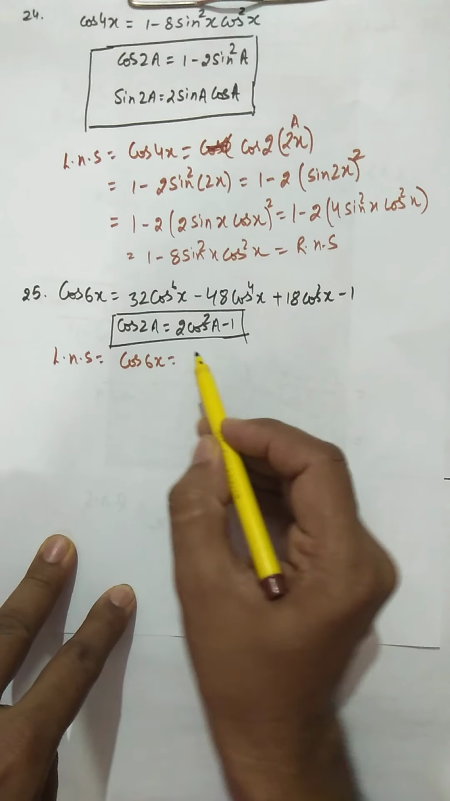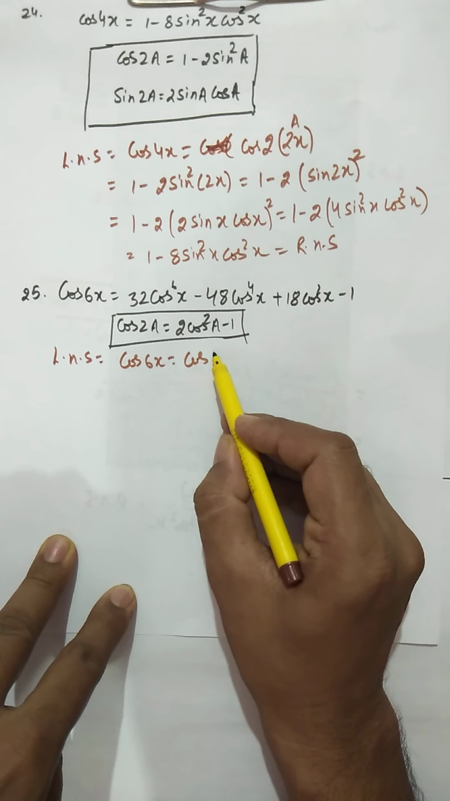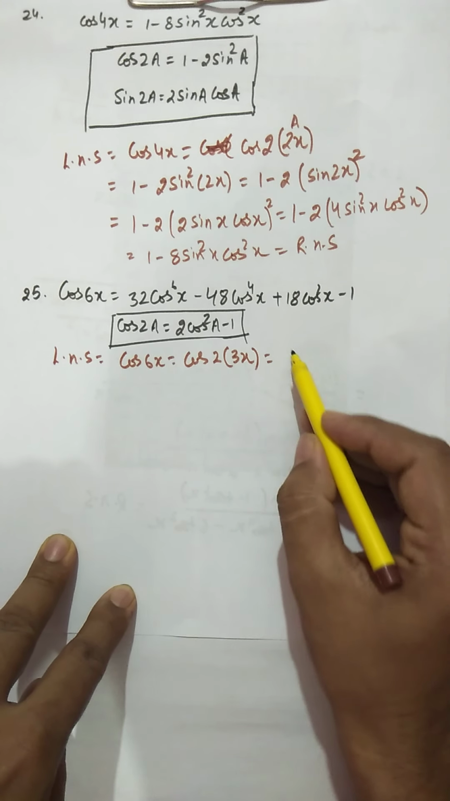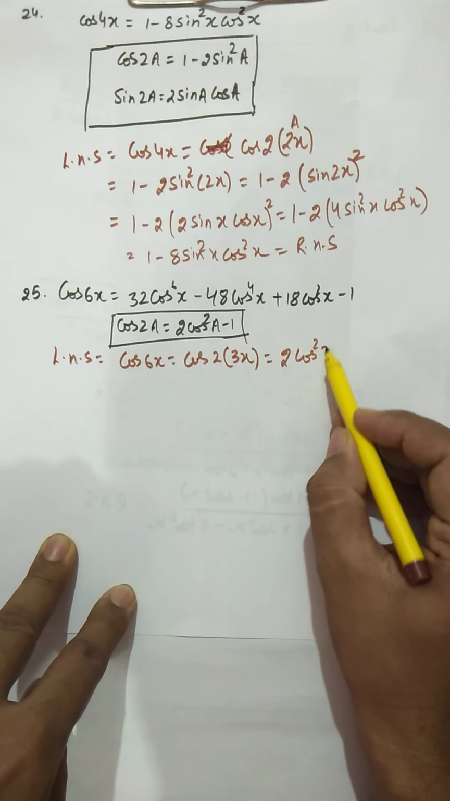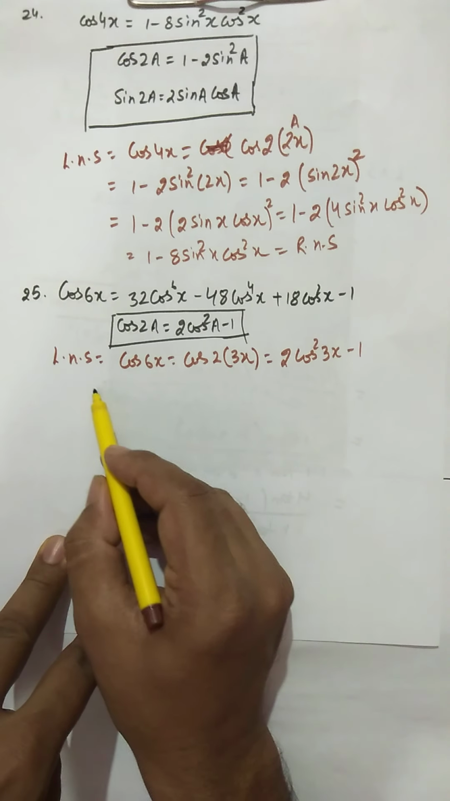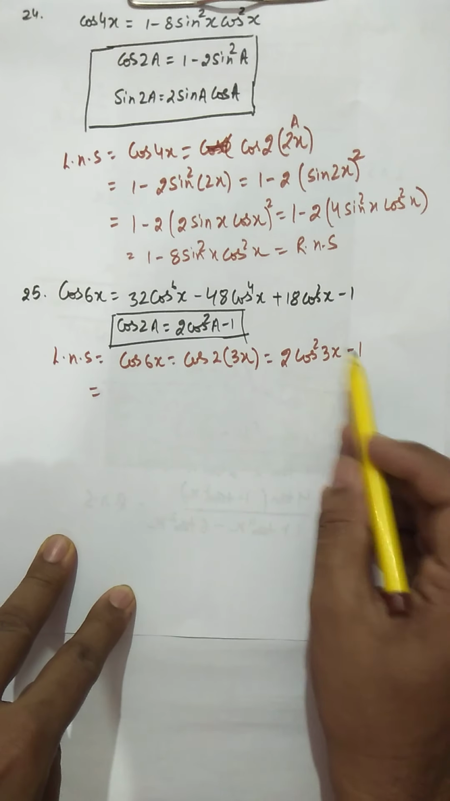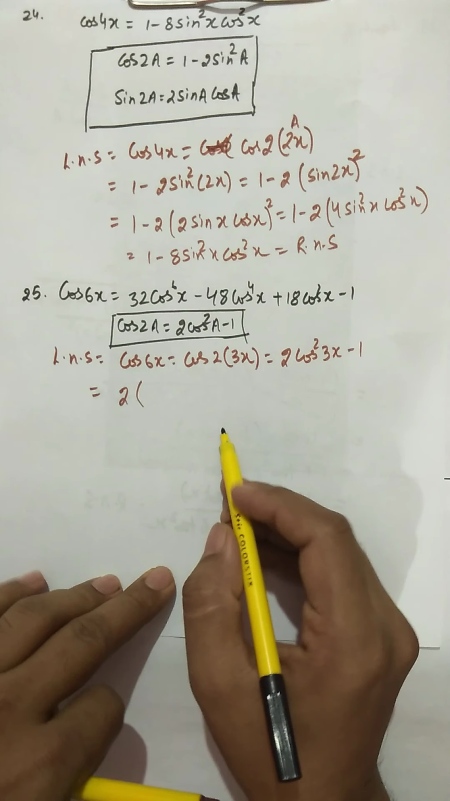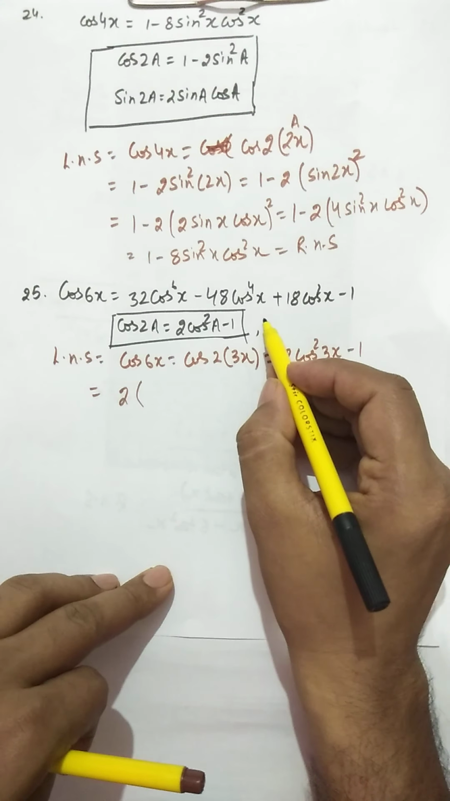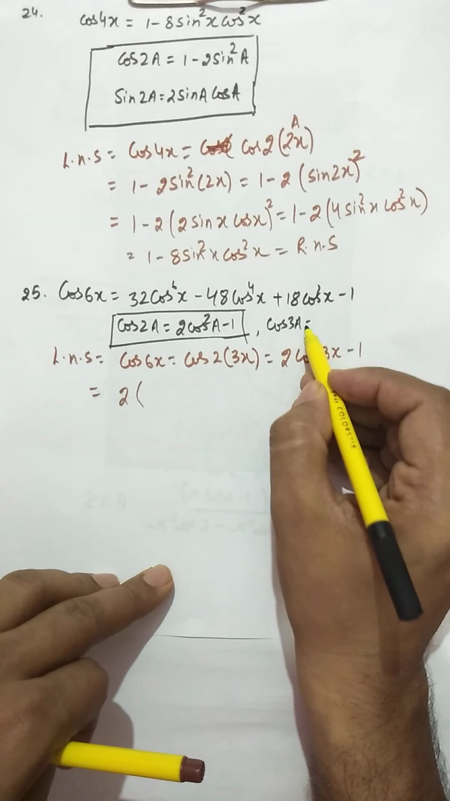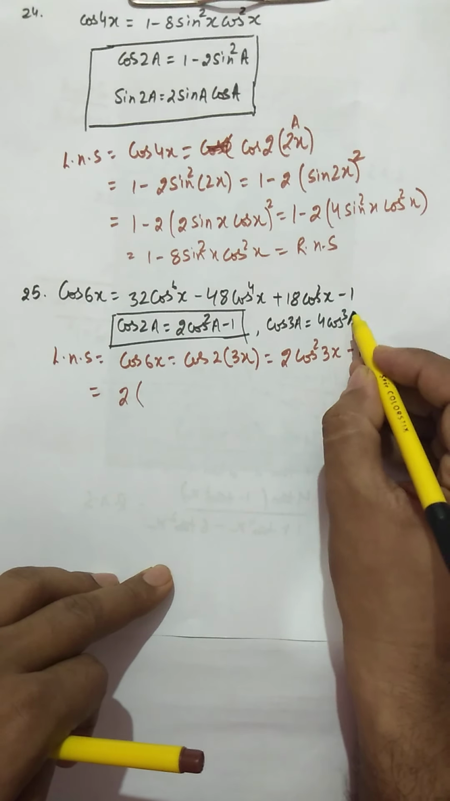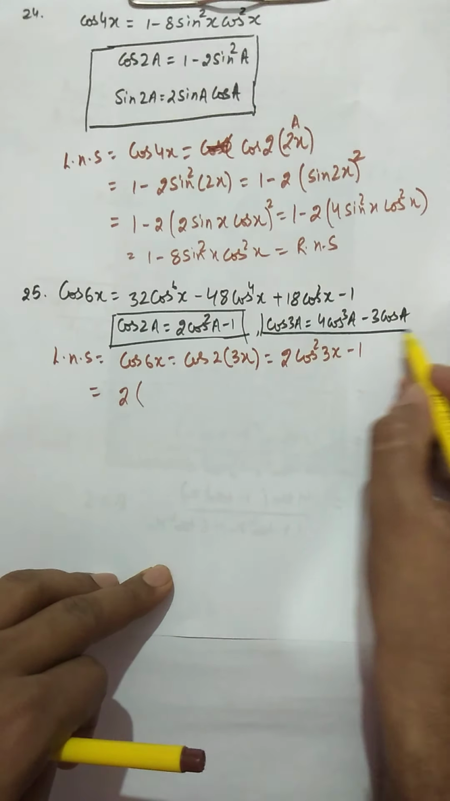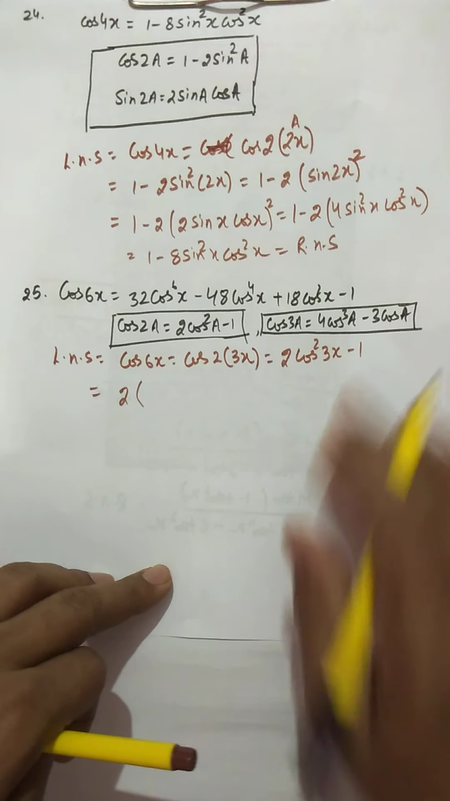Cos 6x you can write as cos 2 into 3x. Now you take this 3x as a, so it can be written as 2 cos square 3x minus 1. But I don't want the answer in terms of 3x, so we have to apply another formula of cos 3x. I am writing this formula here. Cos 3a is 4 cos cube a minus 3 cos a. So these two formulas actually will help us to solve this question.